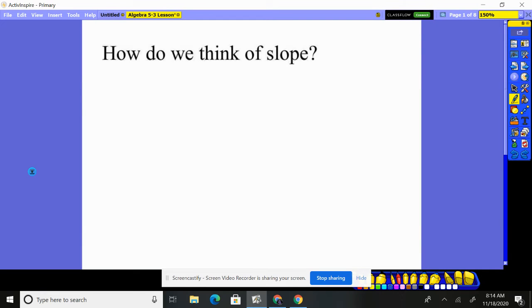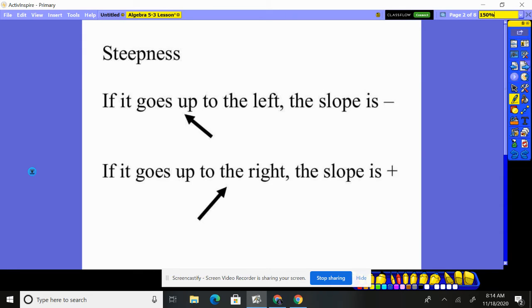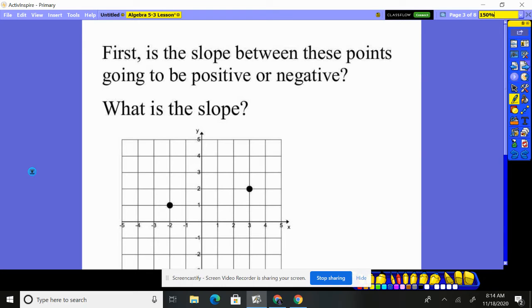All right, so taking a look at Algebra, Lesson 5.3. So how do we think of slope? I've talked about this a lot of times. What is slope? How would you describe it to some third or fourth grader? Well, we always talk about it as the steepness, how steep a line is. So now remember, if it goes up to the left, we say the slope is negative. If it's going up to the right, the slope is positive. So slope is simply the steepness.